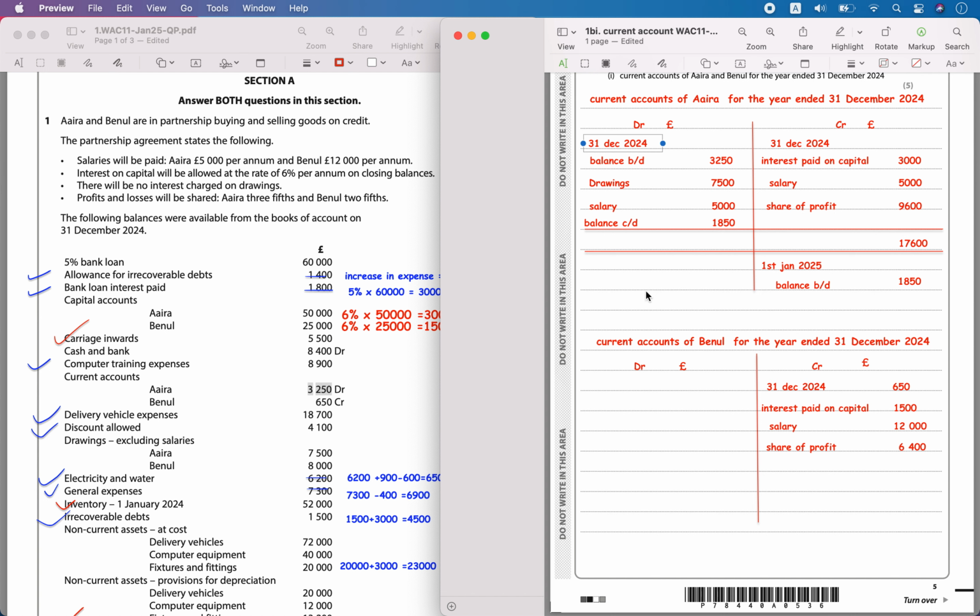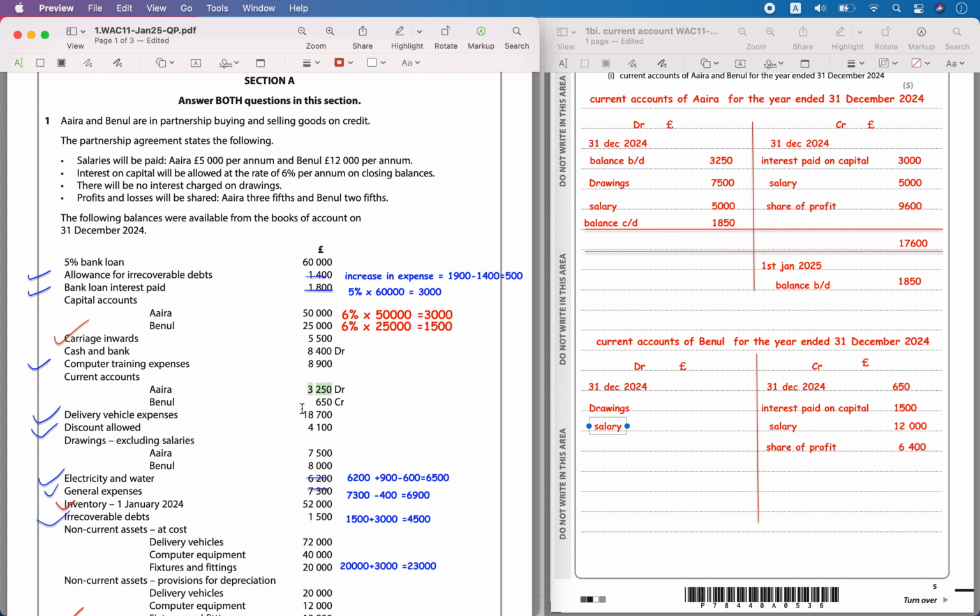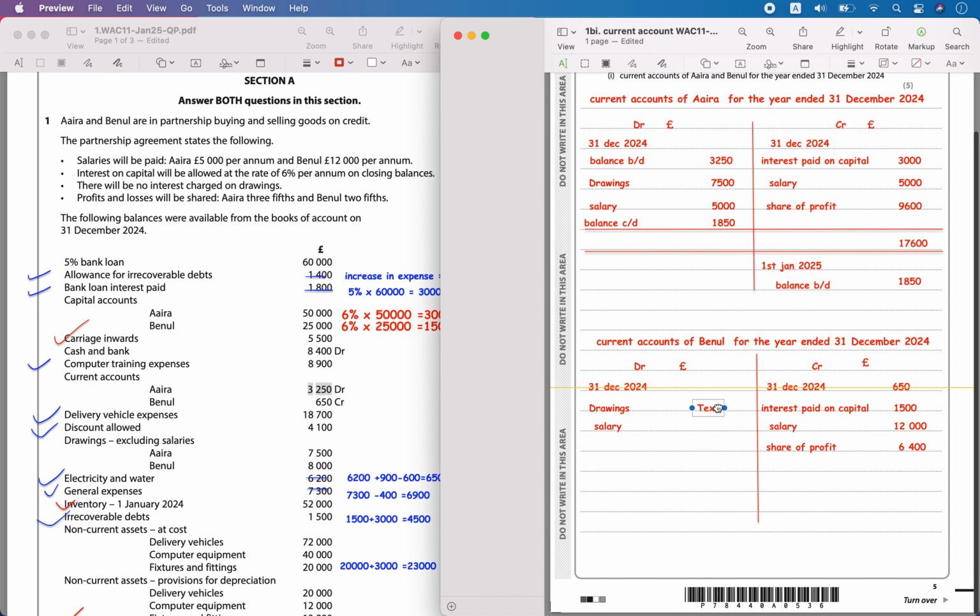Then the next one, the drawings. What were the drawings done by Benul? The drawings by Benul were 8,000. So let's write that. And then the salary paid was 12,000, which has to be again removed. Now let's balance on both sides.